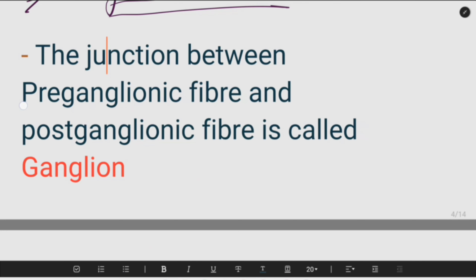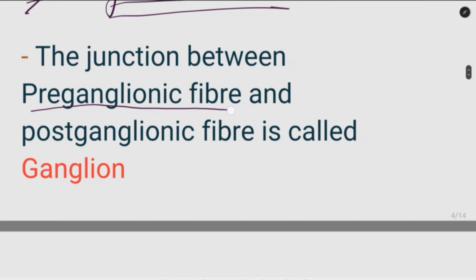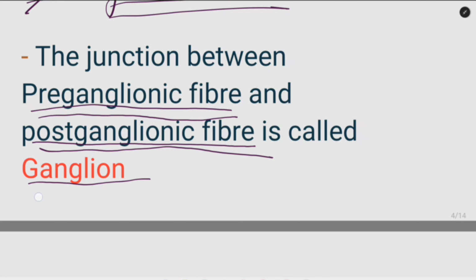The junction between the preganglionic fiber and the postganglionic fiber is called a ganglion. Don't get confused with ganglia. Ganglia means a collection of neurons in the peripheral nervous system, while a ganglion is the junction between the preganglionic fiber and the postganglionic fiber.